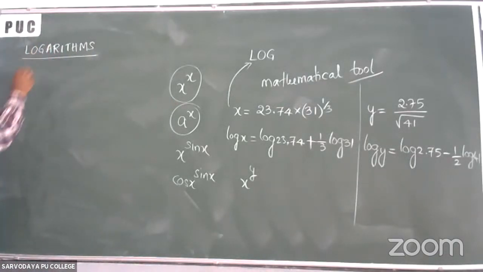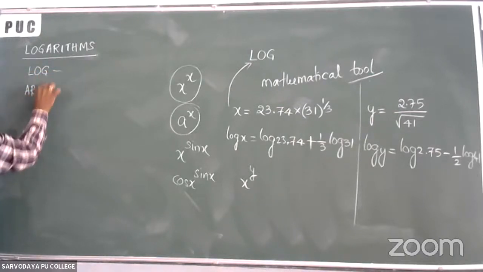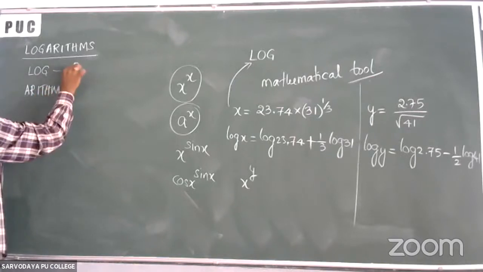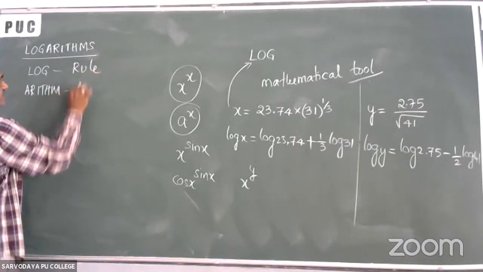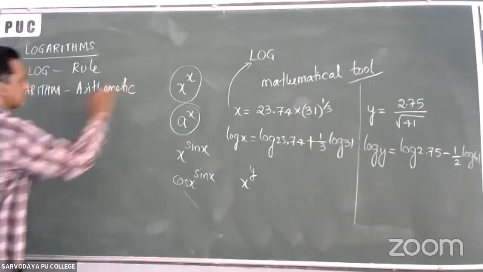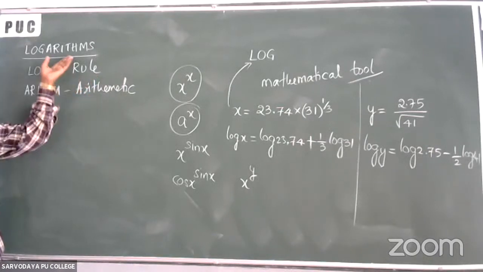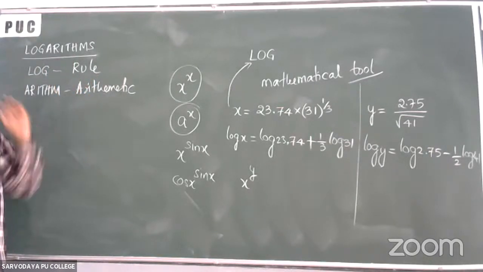Logarithm can be divided into two words: log and arithm. Log means rule, and arithm means simple arithmetic. So to solve arithmetic problems, we have this rule called logarithm. You can say it simply like that.